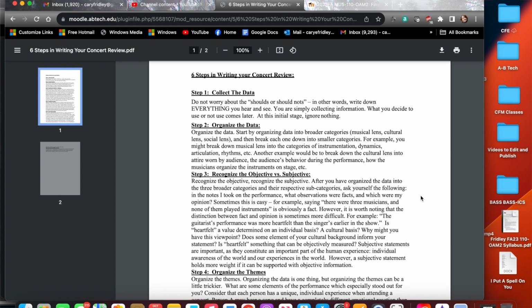Step 2, organize the data. Start by organizing data into broader categories, like musical lenses, and then break each one down into smaller categories. For example, you might break down musical lens into categories of instrumentation, dynamics, articulation, rhythms, etc., the musical elements.